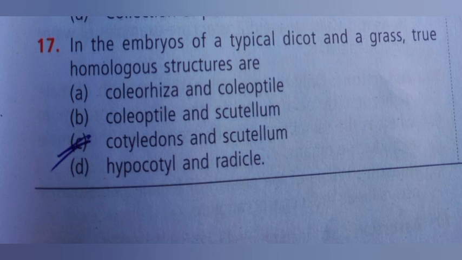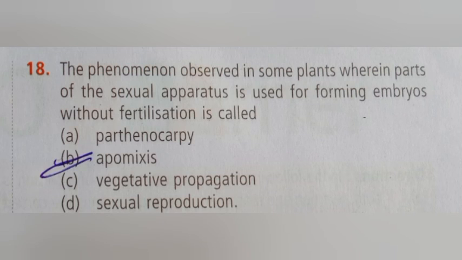The next 17th question. In the embryos of typical dicot and the grass, two homologous structures are. The answer is C. Cotyledons and scutellum. They are the true homologous structures. Next 18th question. This is a very important question. This is asked in previous years.